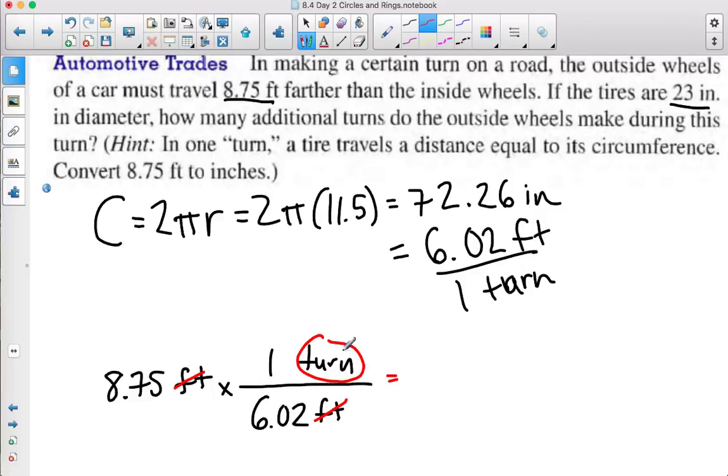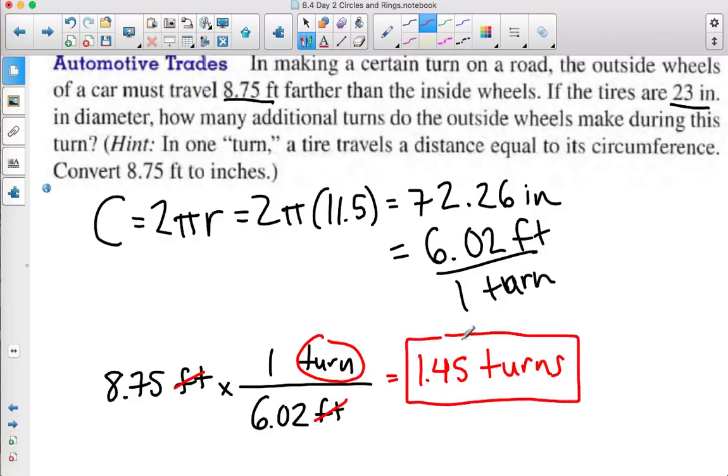8.75 divided by 6.02 tells me that in every single movement forward in that particular move around that corner, the outside wheels needed to travel 1.45 extra turns compared to the inside wheels. And what allows a car to do that is called the differential. That's pretty amazing. That is the end of our study with circles and rings.